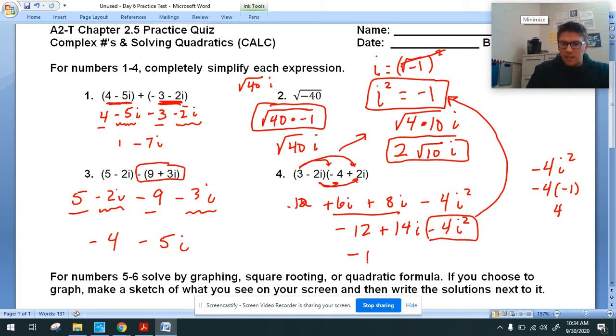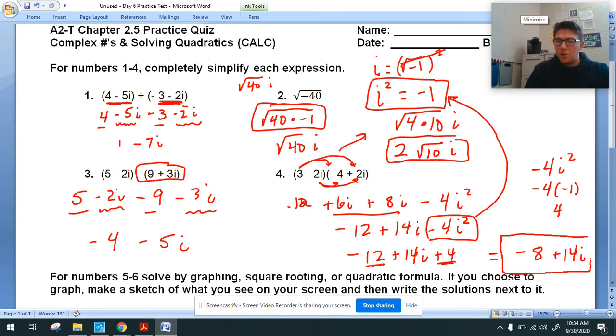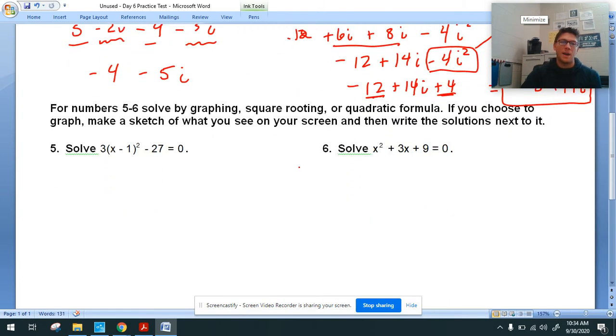So I could rewrite this and say 14i plus 4. Well, now I can combine those two, and my final answer is -8 plus 14i. So that's what we get there when simplifying. Okay, so you can never have an i squared in your final answer.